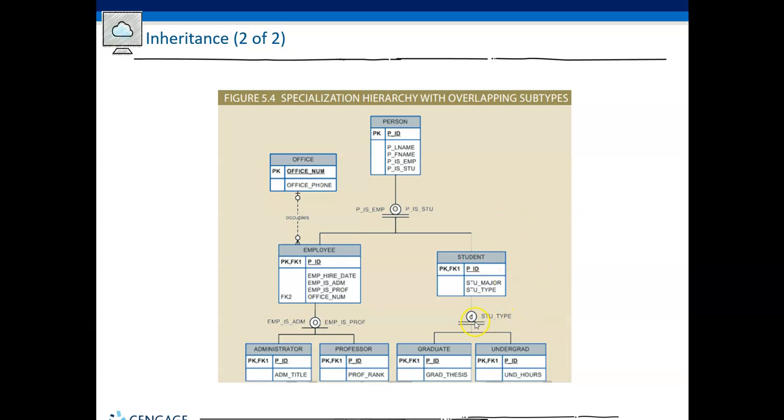So disjoint means that you will have either a graduate student or undergraduate student. Disjoint means you can't have a graduate student who's also undergrad, or undergrad who's also grad. That just doesn't exist. You might have graduate students who are taking undergraduate classes, but their classification is still graduate. If they are an undergrad, their classification is not graduate. If they're a graduate, then their classification is not also undergraduate. That's what the D means. And then the double lines means there's no such thing as a generic student.